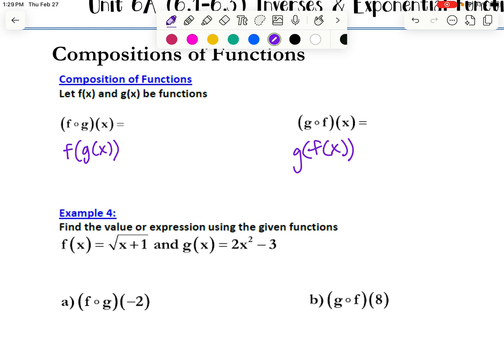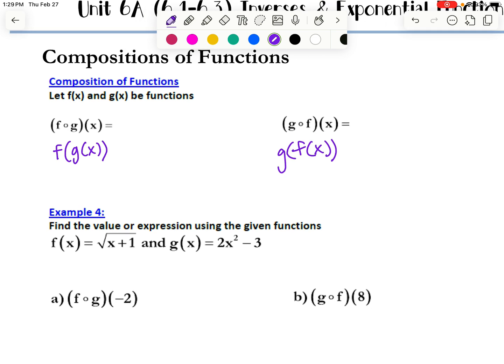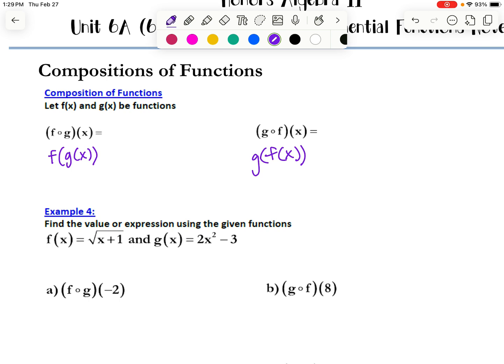So we're going to be plugging a function into a function and possibly a numerical value into the inside function as well. You can expand this. There could be like 2 or 3 compositions, but typically we'll just deal with 2. So write that down and we're going to get started.